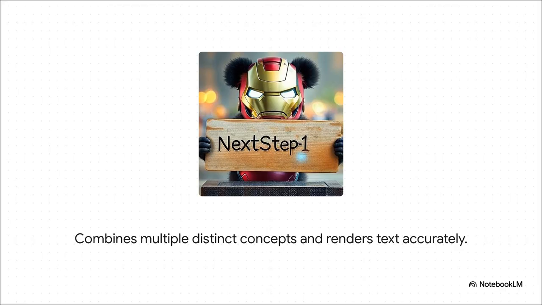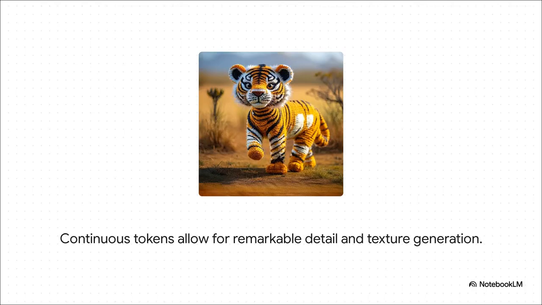All right, here we go. First up, a koala wearing an Iron Man helmet, holding a sign with perfect text on it. This just shows you its amazing ability to get and then mash together totally different concepts into one single coherent picture. And check out the texture on this one.